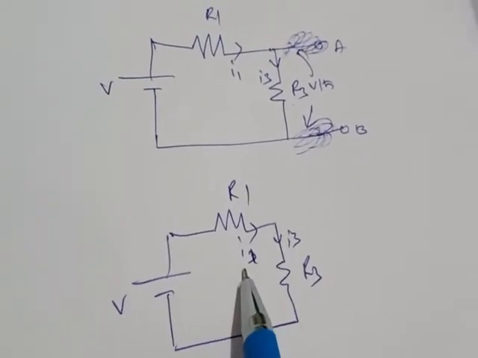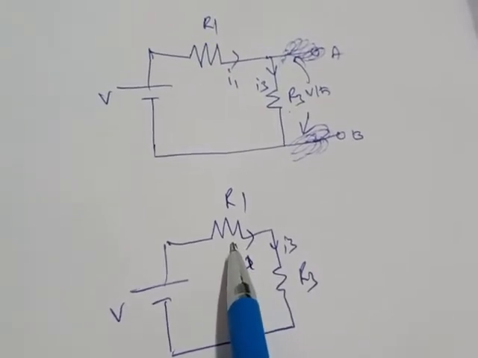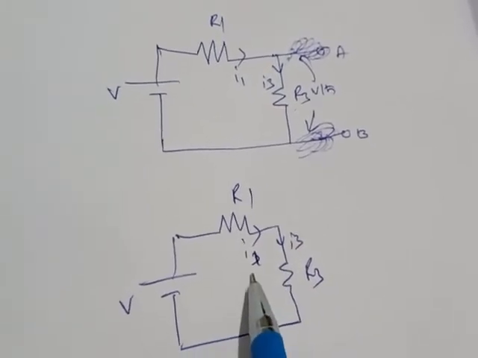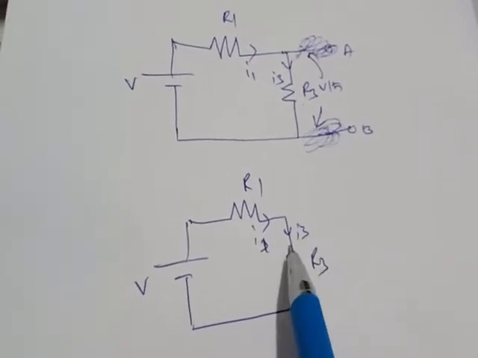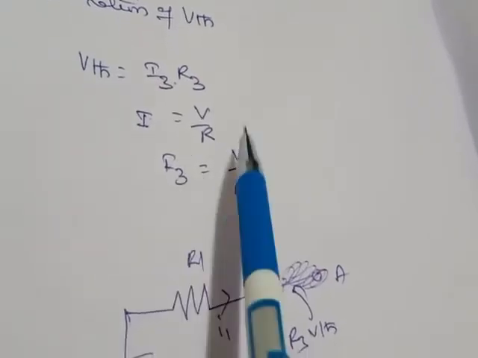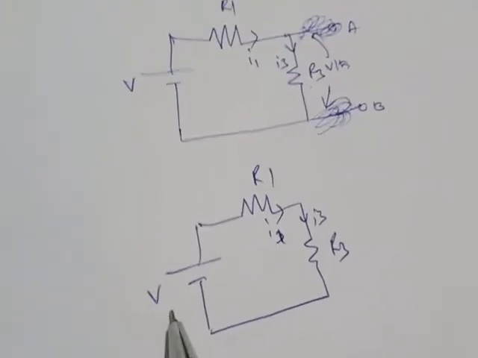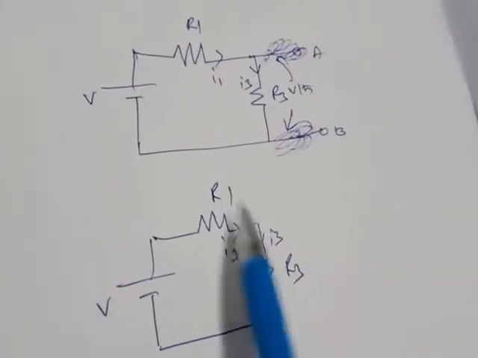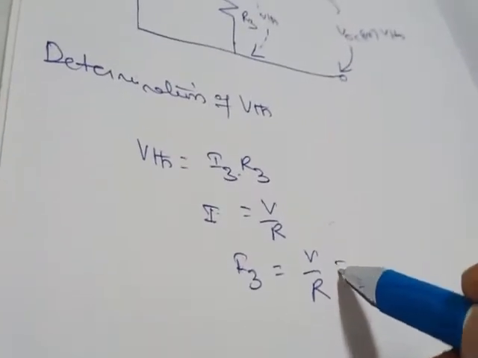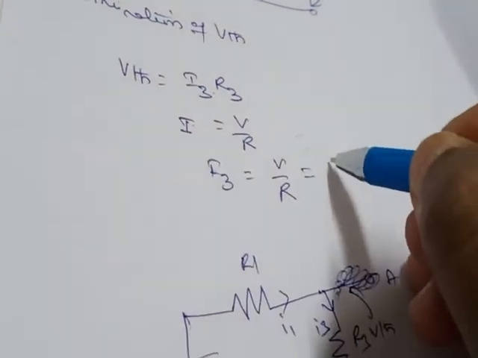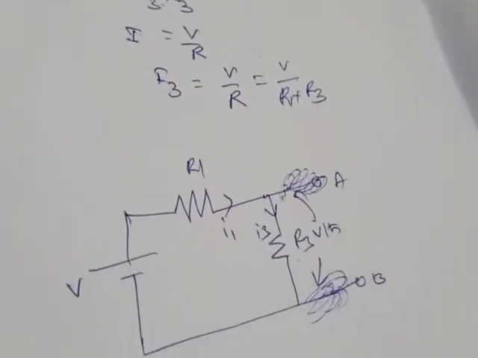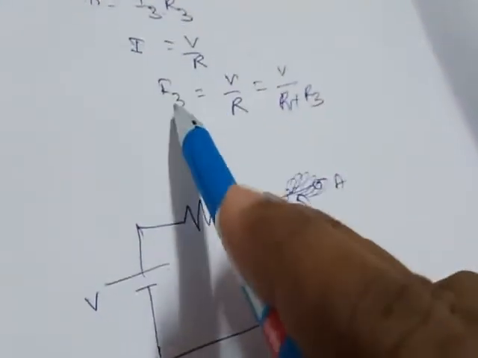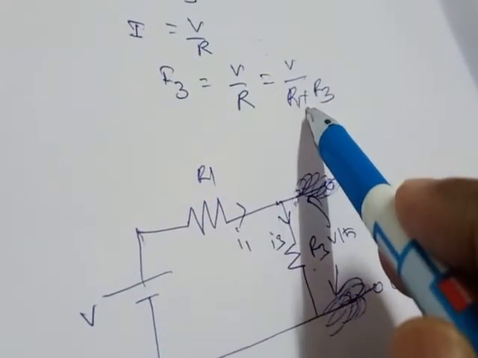Therefore, the total current we can simply take as either I1 or I3. Whatever it is, in series the current will be the same, right? From this circuit we need to find the current, that is I1 or I3, both are equal. So we can see that I3 equals V by R. What is the voltage here? That is V. What is R? How are these two resistors connected? Both are connected in series. So that can be written as I3 equals V by R, which equals V by R1 plus R3, because R1 and R3 are connected in series.